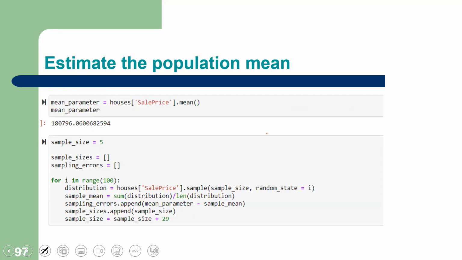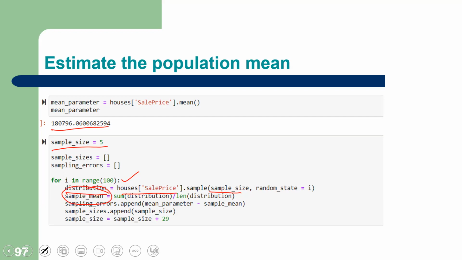Next is to estimate the population mean. This is my mean, which I have already computed with the pandas function. Now I have taken a sample size of 5, and for a range of 100, that is for 100 samples, with the same sample size of 5, I'm generating the samples. Call it a distribution or a sample. Then I take the sample mean.